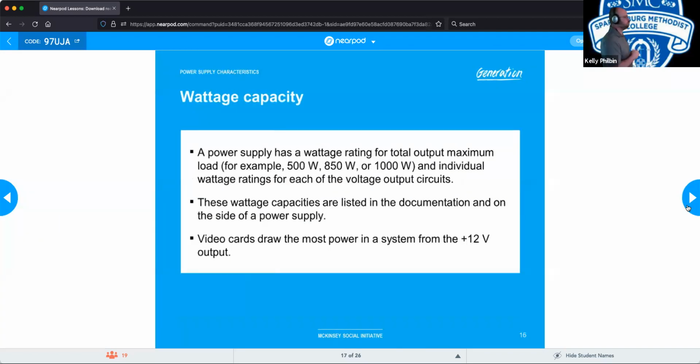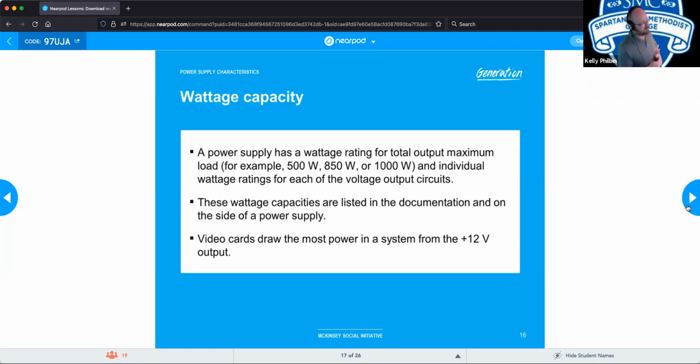So most power supplies have wattage ratings for total maximum output. Now it's kind of like your car. If your car can max out at 120 miles an hour, you aren't necessarily going to drive at 120 miles an hour every time you're going down the road. That is your maximum output that you can get out of that car under optimal conditions. Same thing with the power supply. You do not want to run it at maximum output all the time, because that is going to decrease the lifespan of your unit.